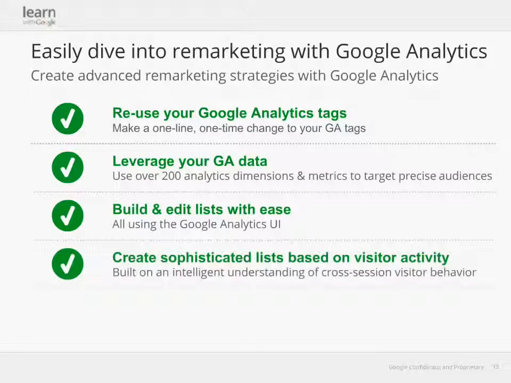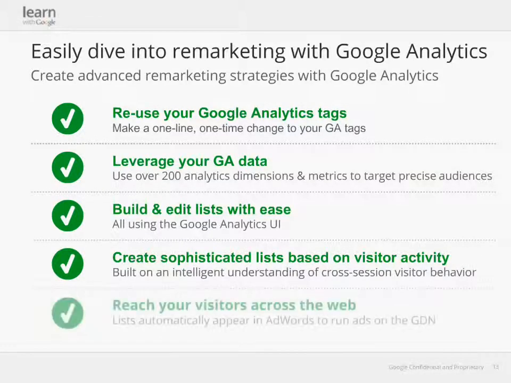The next is that you can create sophisticated lists based on visitor activity. So if you want to get a bit more sophisticated in creating your lists, you can create one such as the location is San Francisco, the operating system is Mountain Lion, they've spent 10 minutes on your website, and they viewed X, Y, and Z pages. Once again, you can get very sophisticated lists based on that user's visitor activity.